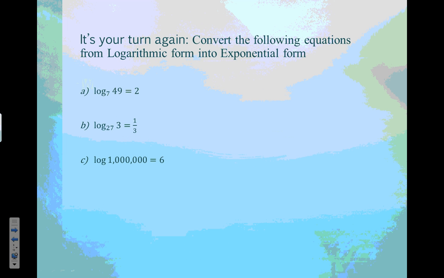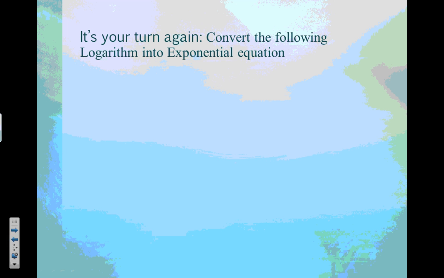So it's your turn again. I want you to pause this video and do these 3 examples and see what you get. Okay, let's see how you did. We have log base 7 of 49 equal to 2. Convert it into exponential form. We'll say 7 squared equal to 49.